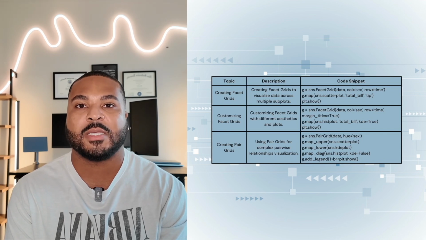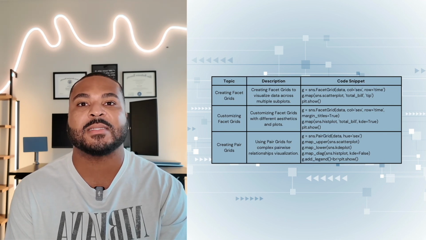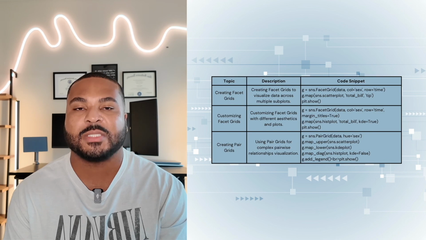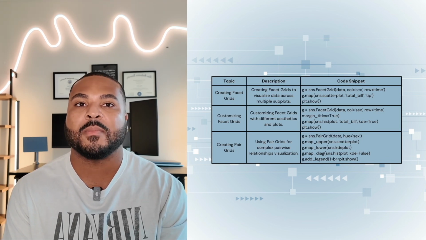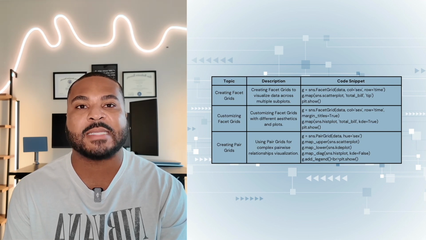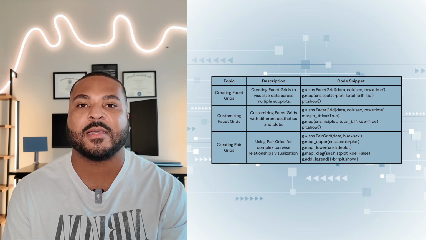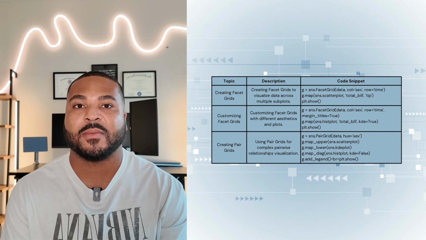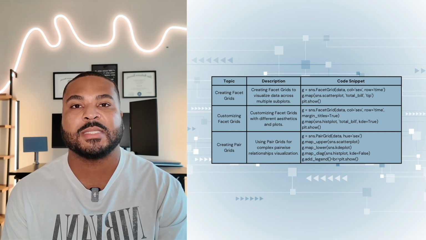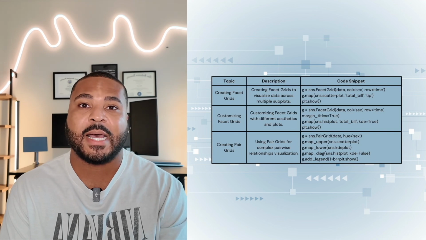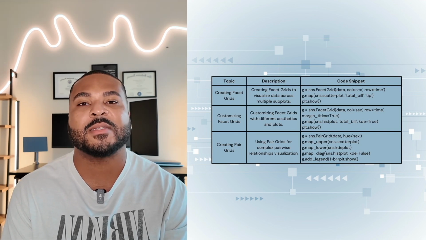The col parameter specifies the columns of the grid, which is gender, and the row parameter specifies the rows of the grid, which is time. The map method is used to apply a scatter plot to each subset of the data. You can customize Facet grids to make them more informative and visually appealing. So for example, you can add margin titles, use different types of plots, and customize the appearance of each subplot.